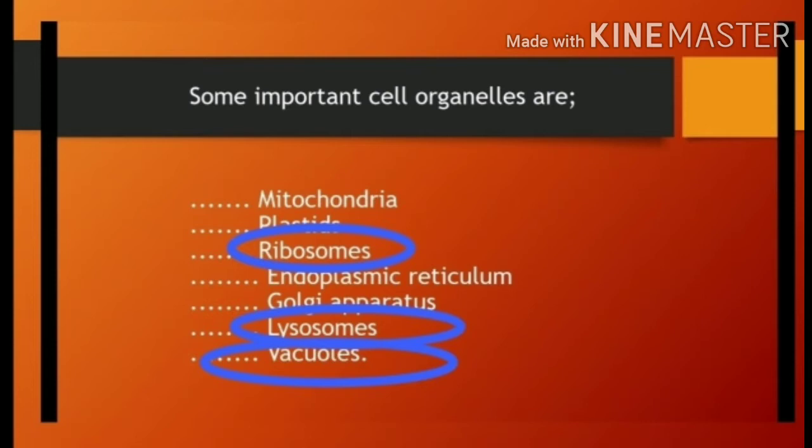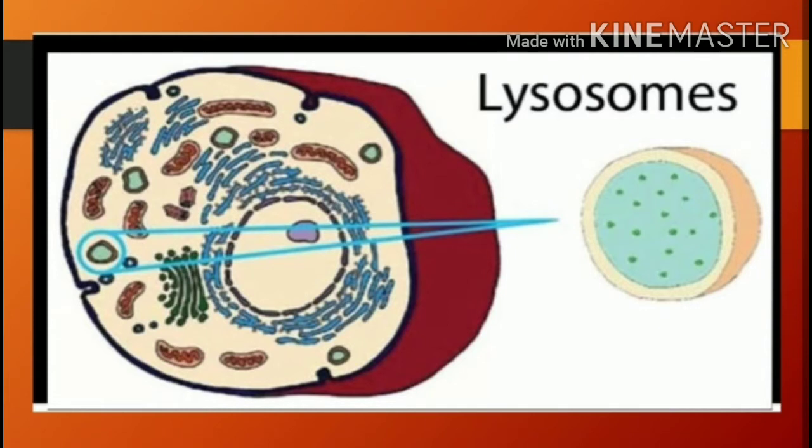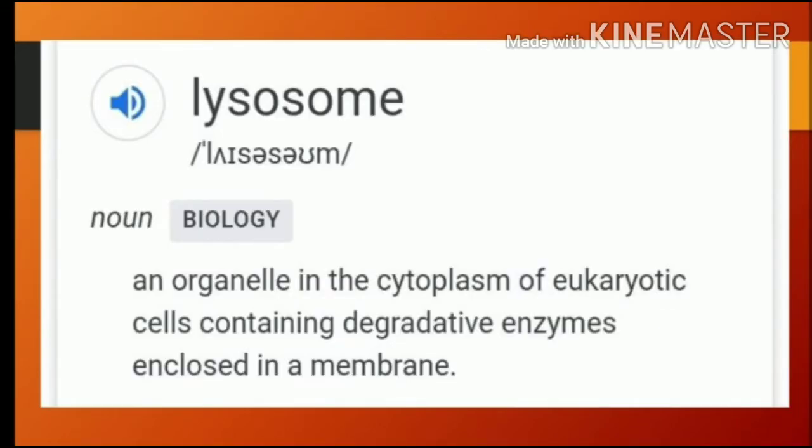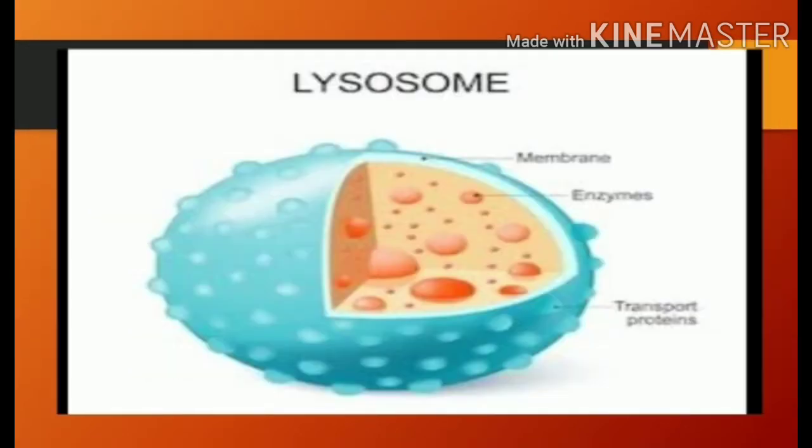Firstly, we will learn about lysosomes. These are the important cell organelles which are very helpful for a cell to function properly, right? So, while defining what are lysosomes, lysosomes are organelles in the cytoplasm of eukaryotic cells which contain some degradative enzymes which are enclosed in a membrane. So, here lysosome has a covering of membrane and enzymes and transport proteins.